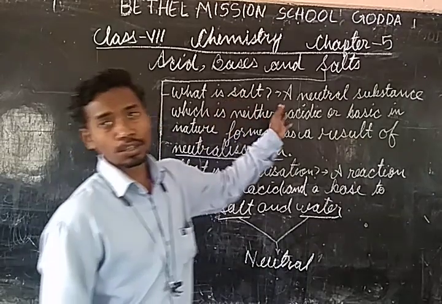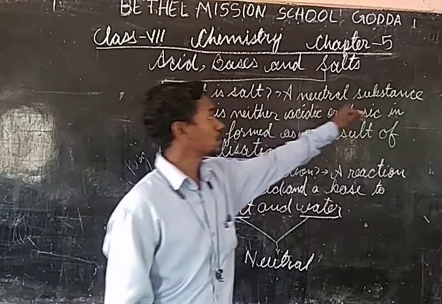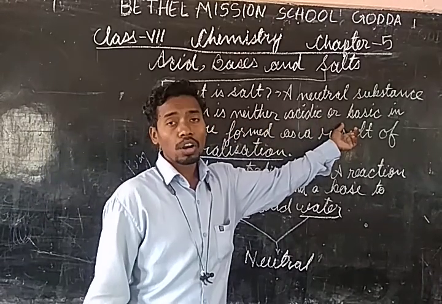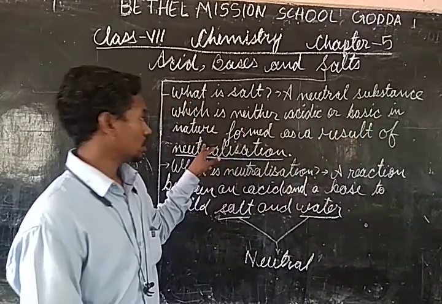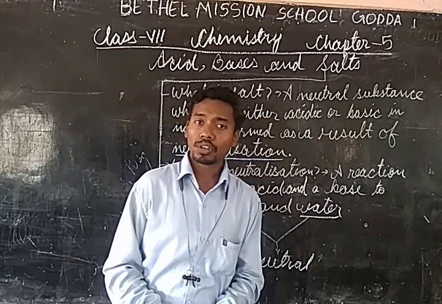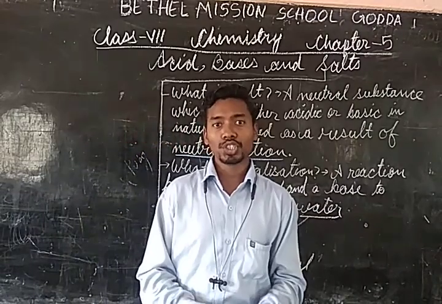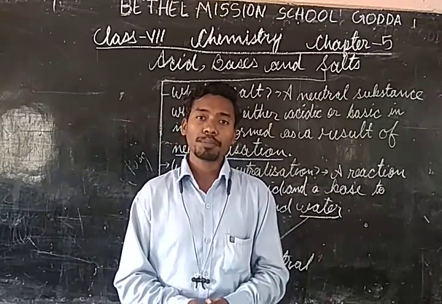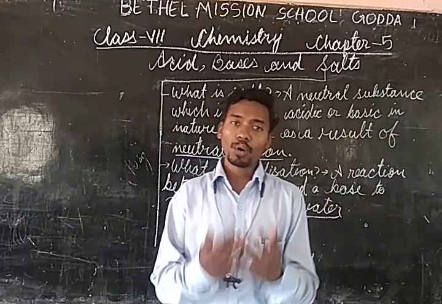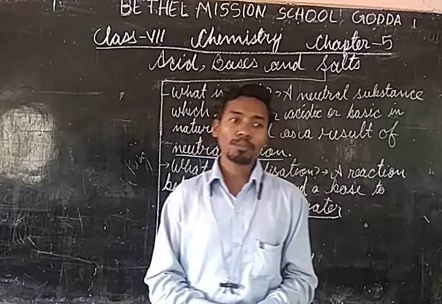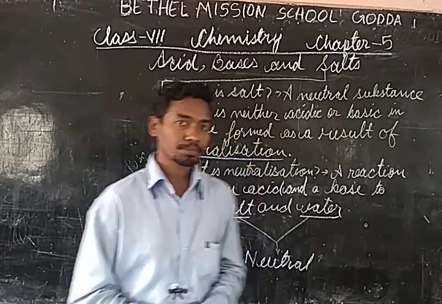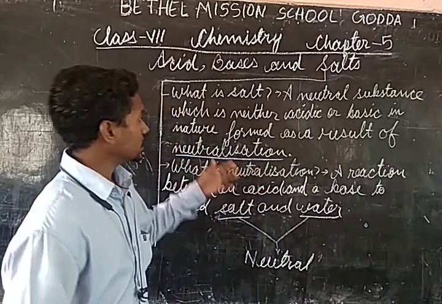A salt is a neutral substance which is neither acidic nor basic in nature, formed as a result of neutralization. So what is salt? Salt is a neutral substance. Neutral means, what does it mean? It means that it is neither acidic nor basic. And how is this salt formed? Salt is formed by a process called neutralization. Okay? So now see the next part.